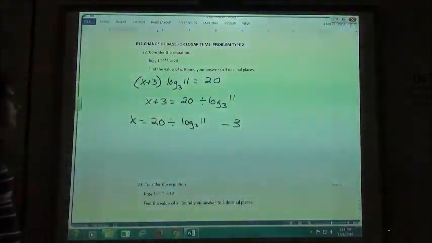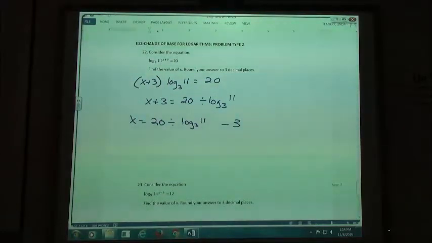Now I've got to expand that just a little bit farther so I can use my calculator. We're using our previous rule to expand that middle part. If I have log base 3 of 11, what am I going to do with that?